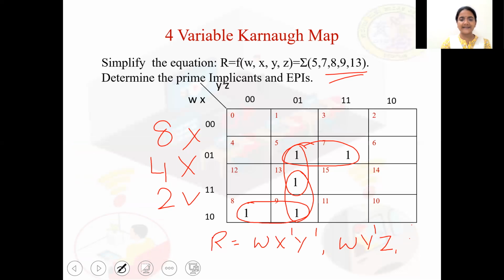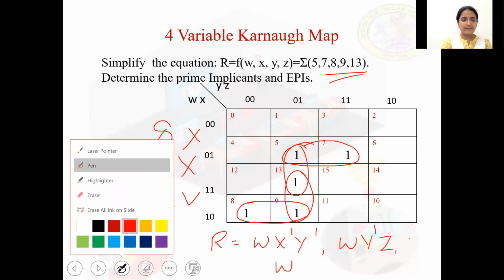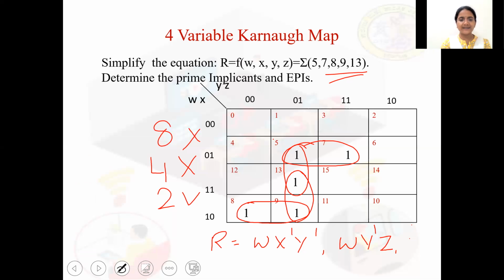Next, when I group 5, 13, which term will I get? From this, when I group these 2, 5 and 13, I will get X and then Y bar Z. When I am grouping 5 and 7, I am getting W bar, X, and then Z.